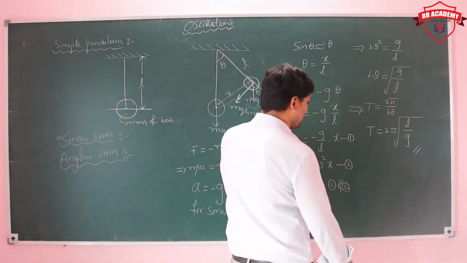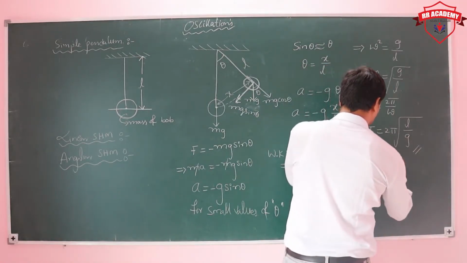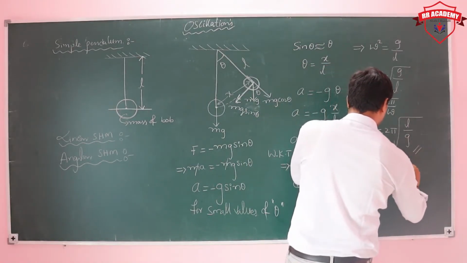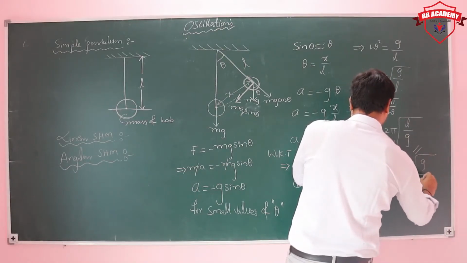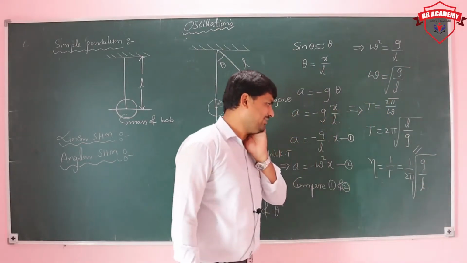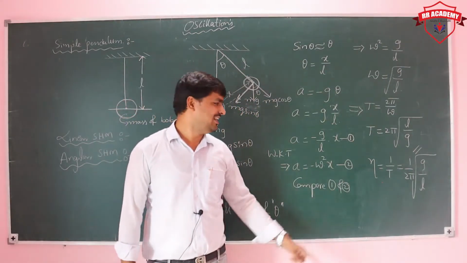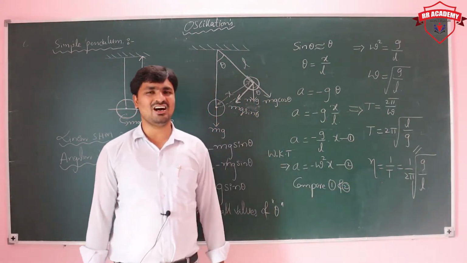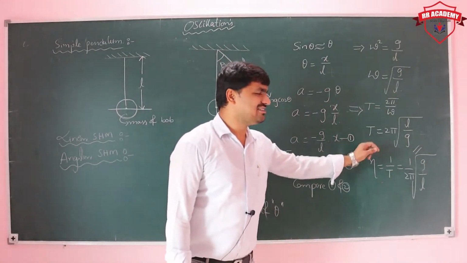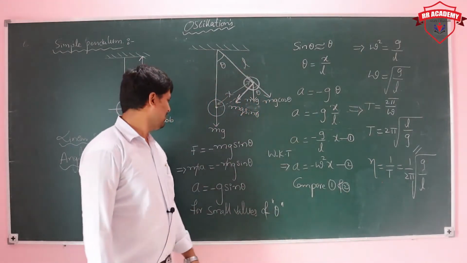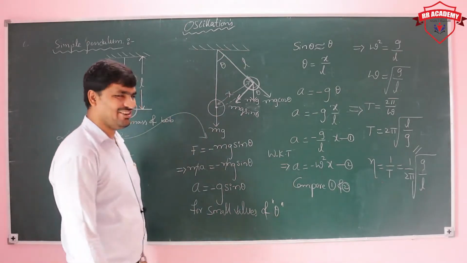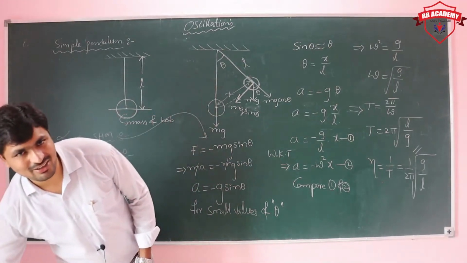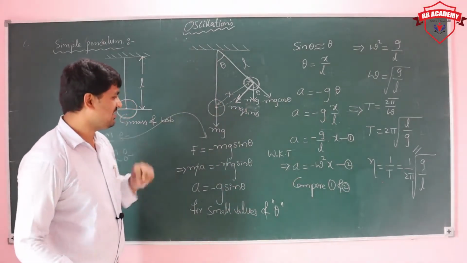And if you are asking for frequency, frequency is the reciprocal of time period, that is 1 by 2 pi into under root g by L. That is the frequency of the simple pendulum, and this is the time period of the simple pendulum when we are taking linear simple harmonic motion.